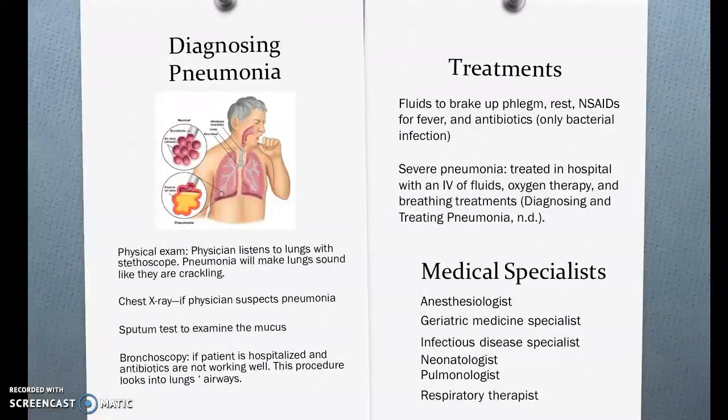And a procedure that may be conducted is a bronchoscopy. This is done if a patient is hospitalized and antibiotics are not working. So this procedure actually looks into the lungs' airway.